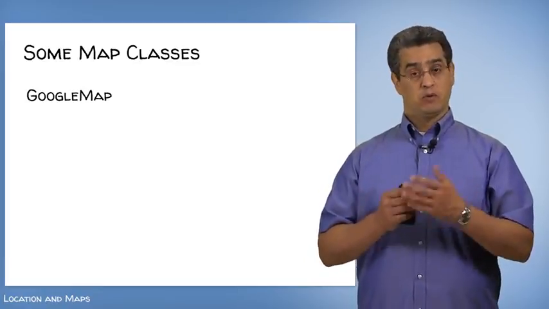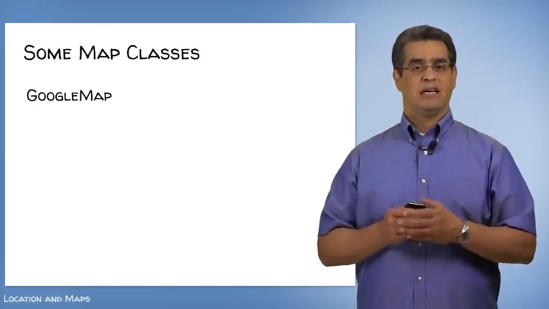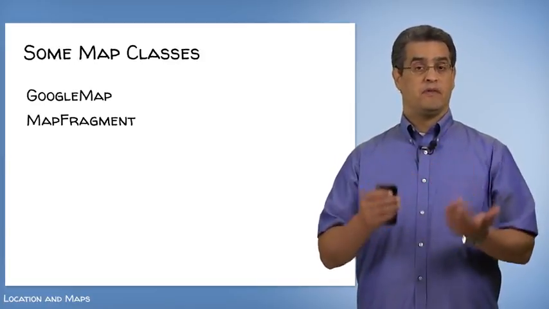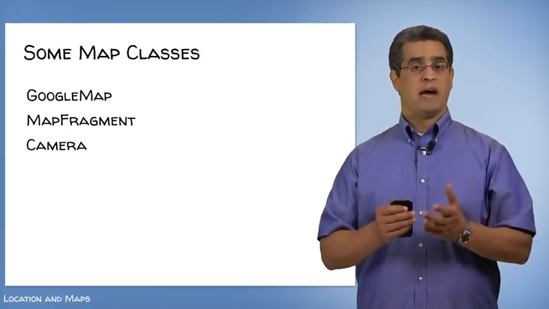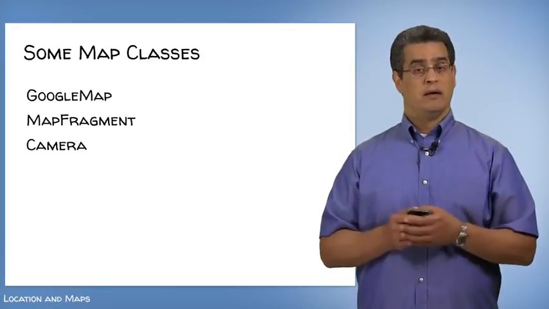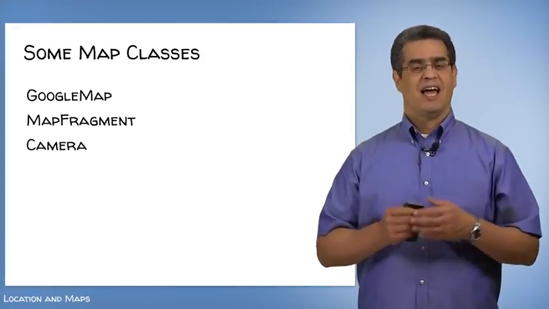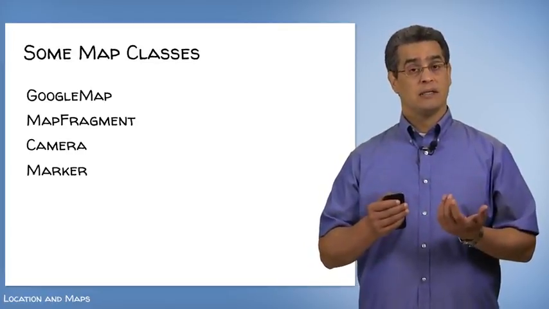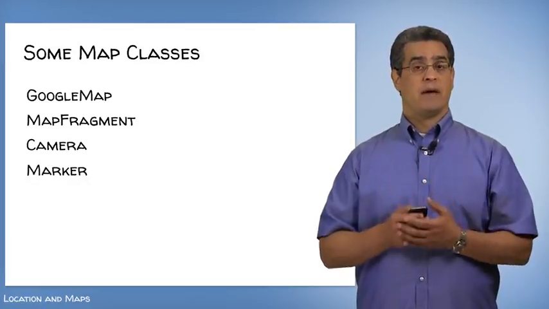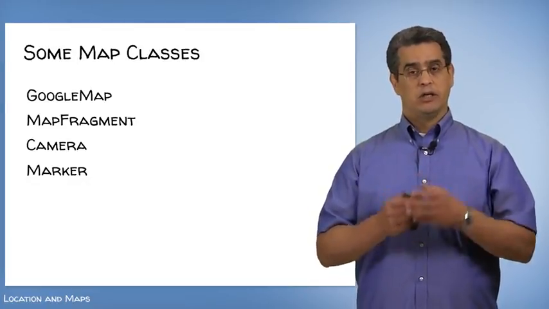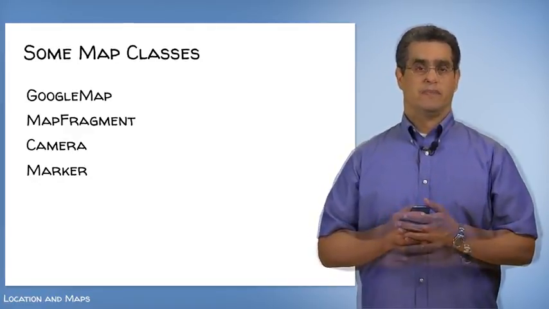To display maps, your application will probably use some of the following classes. Google Map, which represents and manages the map itself. Map Fragment, which displays a Google Map within a fragment. Camera, which defines the part of the map that's visible on the screen and defines the viewpoint from which the user is seeing the map. And Marker, which represents icons, sometimes with pop-up windows, that indicate locations on the map and that allow your application to display information associated with those locations.